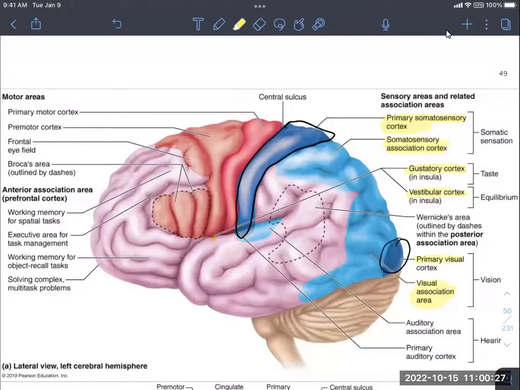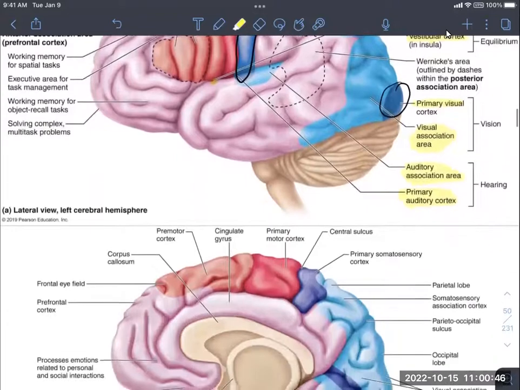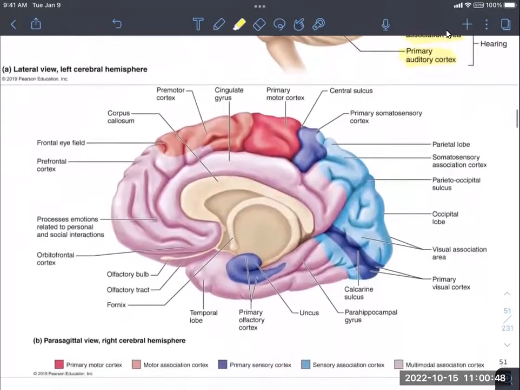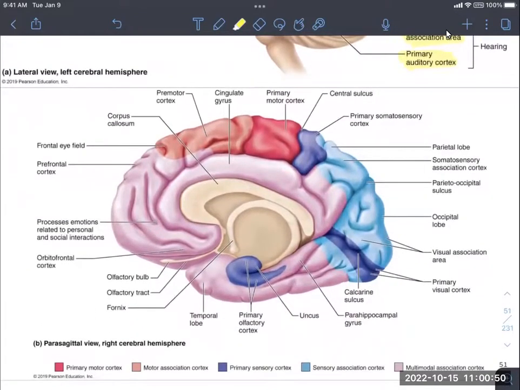You have that auditory association cortex, with the primary auditory cortex. So there's a lot going on in here. Your brain, remember, is that master suite. It regulates everything. So here you can get a better view.